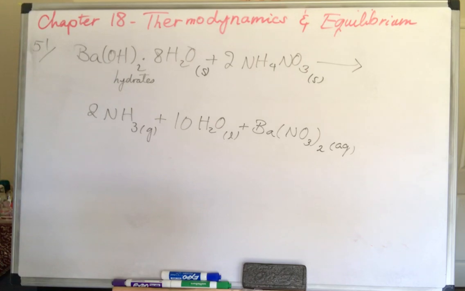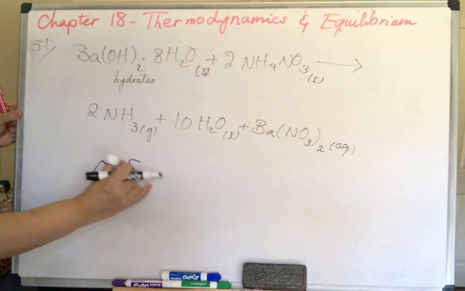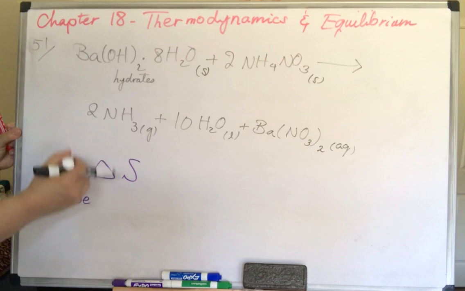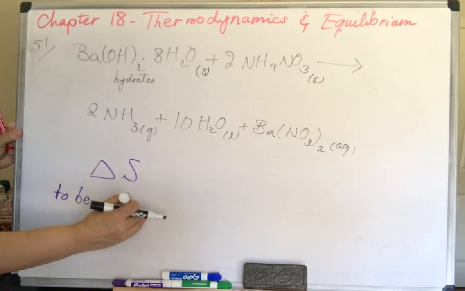The question is asking, it describes this exothermic reaction of solid barium hydroxide octahydrate and solid ammonium nitrate. They react with each other. You're supposed to predict the sign for delta S. Let's introduce this equation here. This equation needs to be memorized. It's not going to be given in the exam. To be memorized.